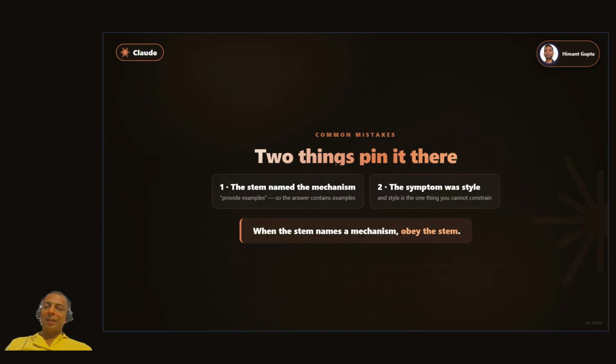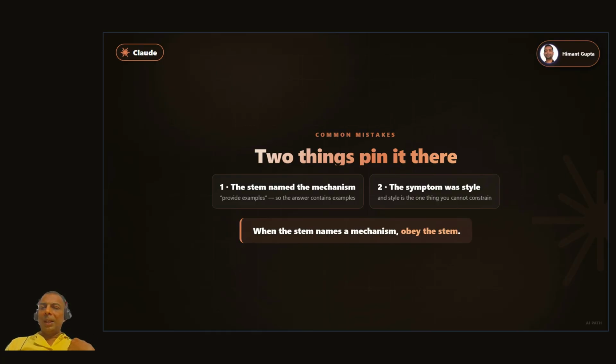If the answer doesn't contain examples, it cannot be the answer, no matter how much better a different approach might be in real life, or how good an AI architect you are. But you have to read the question one to two times. You have enough time to actually see the stem. Second, the symptom was consistency of style, and style is one of the things you genuinely cannot constrain. You can't write a rule that captures something like 'read like our house voice'. You can only show it.